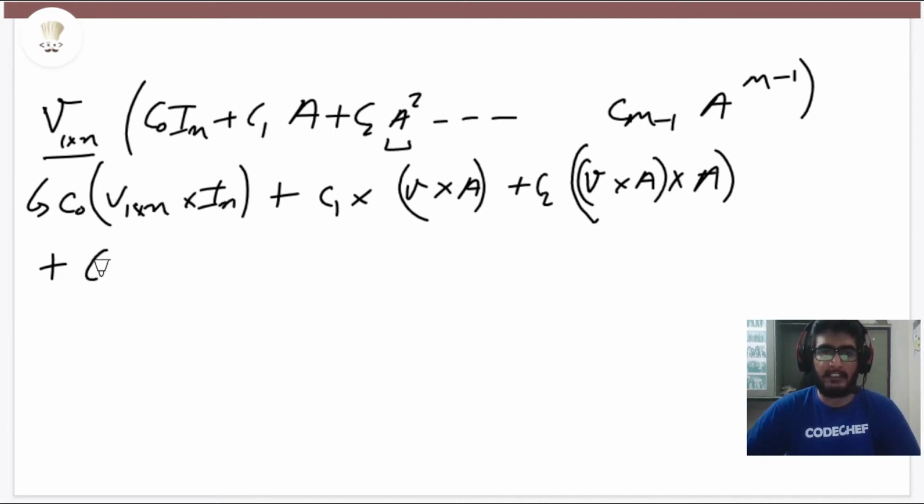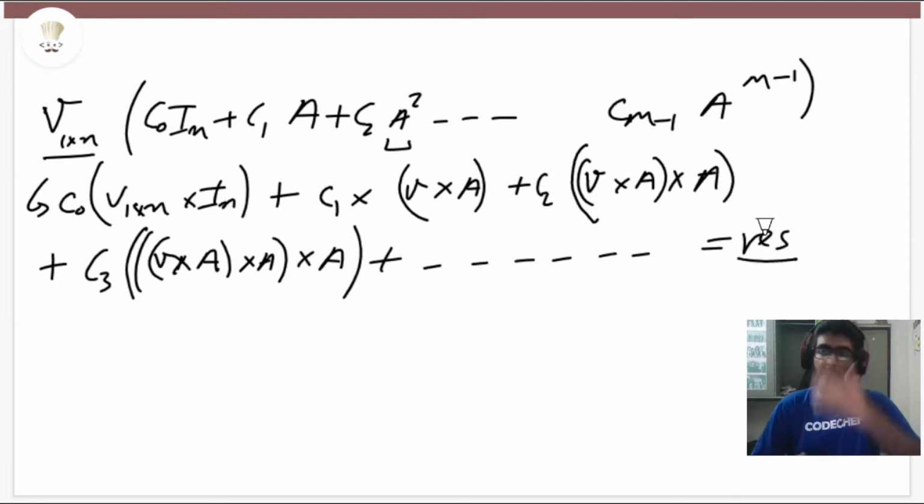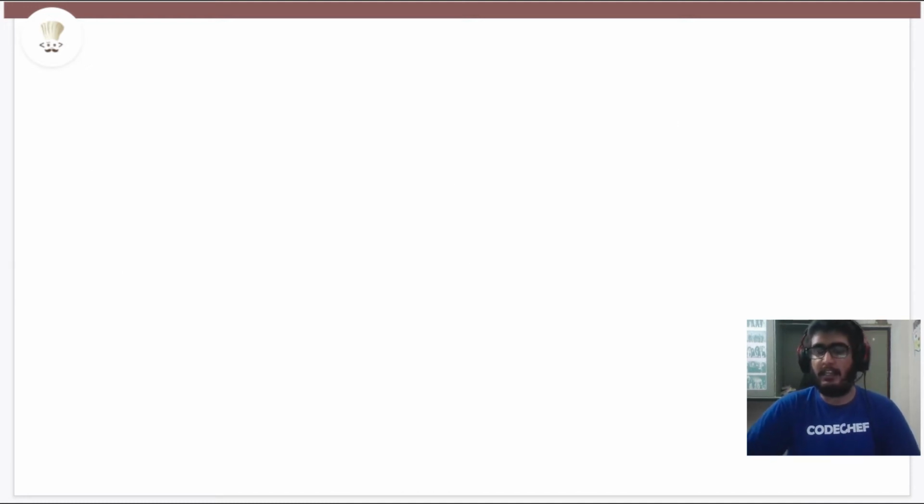Computing the third term, the C3 term, can be done by V into A multiplied by A multiplied by A, and that whole multiplied by C3. Just adding these values up, you will get a resultant vector. If that resultant vector is 0, then we will say that P is probably 0. And if that resultant vector is not equal to 0, then we can say for sure that our initial P matrix was not 0.